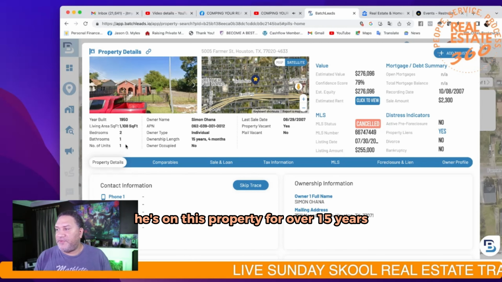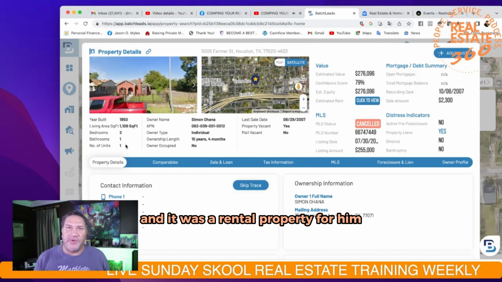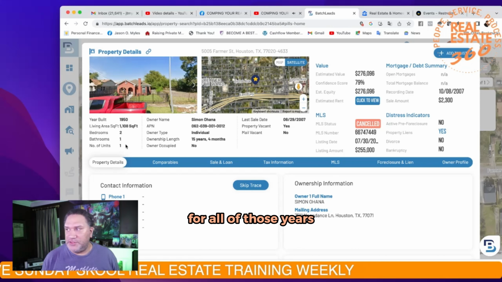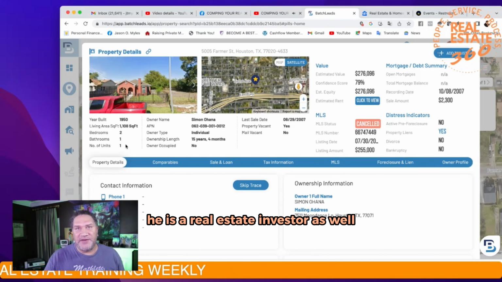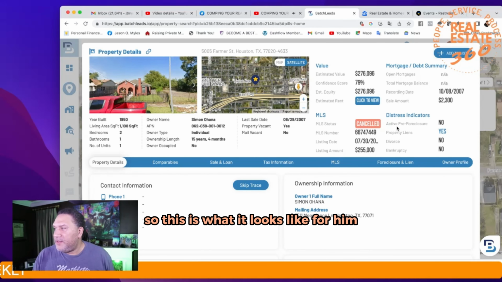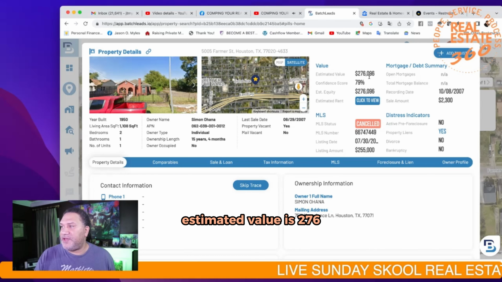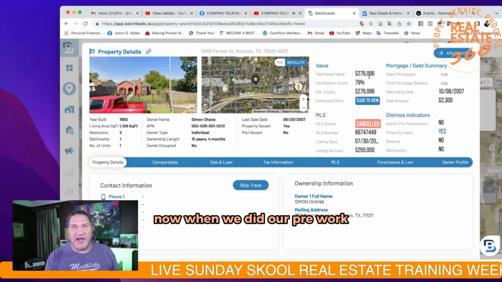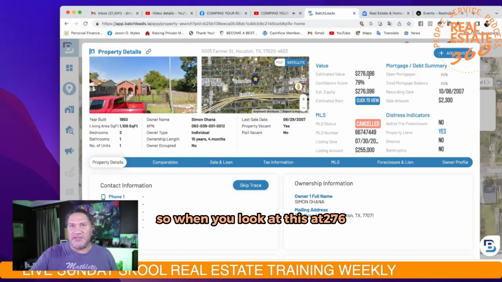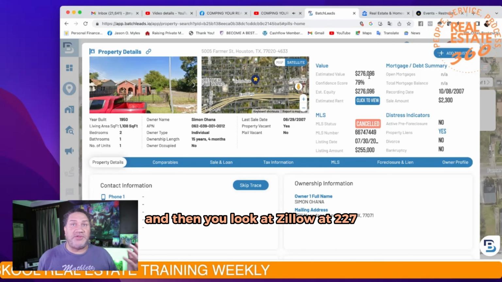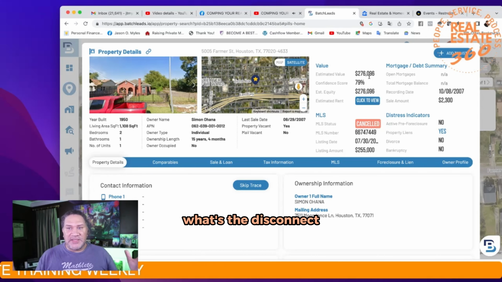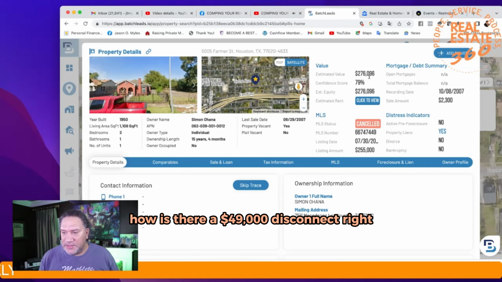He's owned this property for over 15 years. It was a rental property for him for all of those years. He is a real estate investor as well. So this is what it looks like for him. Here's where they say estimated value is 276. Now, when we did our pre-work, when you look at this at 276 and then you look at Zillow at 227, what's the disconnect? How is there a $49,000 disconnect, right?